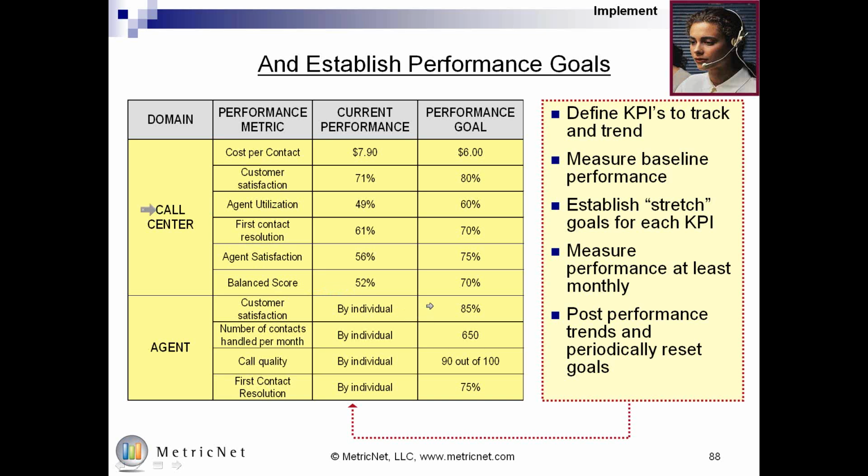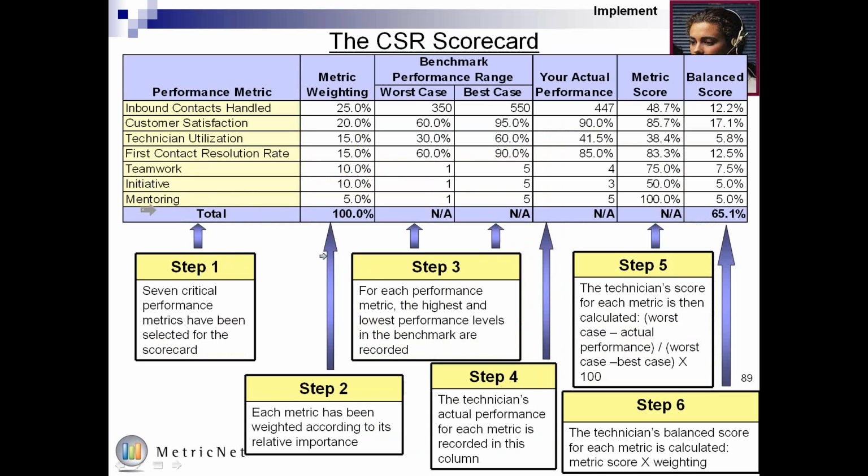So goals are established using performance metrics, but you need to go beyond establishing just call center goals. You've got to push them down to the individual agents. And herein is the third instance of the balanced scorecard. In this particular case, I'm showing you an example of a scorecard that is used to provide feedback to an individual agent within a call center. So you can see that there are 7 metrics included in this agent's scorecard. And 3 of those metrics are fairly subjective, things like teamwork, initiative, and mentoring.